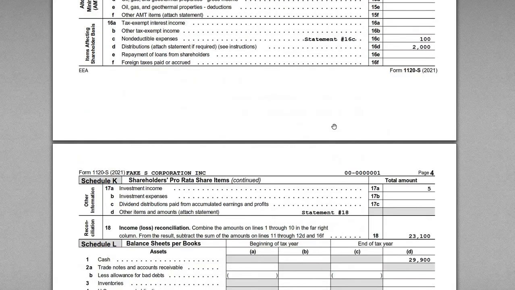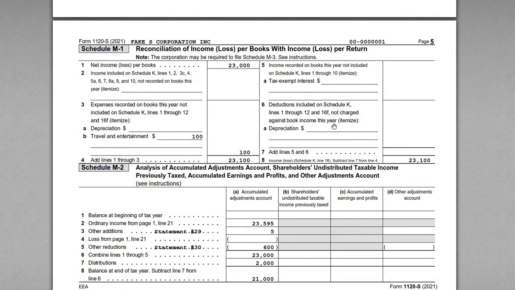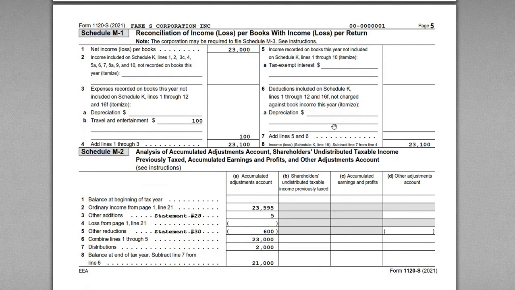Okay, so now that we've covered all those items, we've covered the balance sheet. Let's go ahead and look at Schedule M-2, the analysis of the accumulated adjustments account, basically a roll forward of the retained earnings of the company. So at the start of the year, balance is zero, right? We've got a new company. We don't have any accumulated earnings to roll forward from the prior period, right? We're starting at zero.